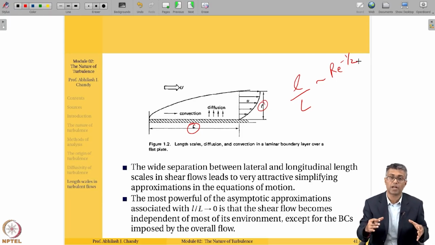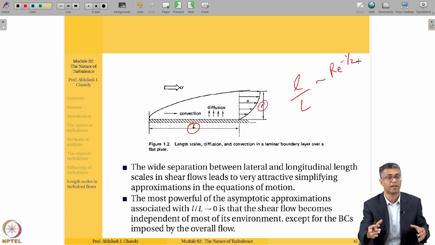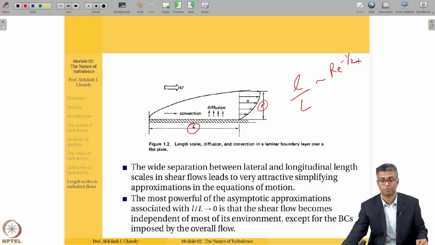Although Prandtl boundary layer equations were meant for laminar boundary layers, although at high Reynolds number, but still laminar boundary layer, because that was an assumption that he made. However, this asymptotic assumption was made, as in l over capital L tends to 0.